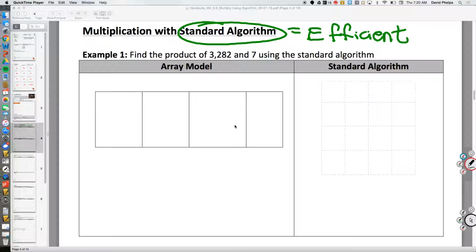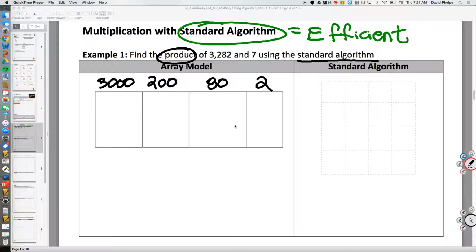But let's start with example 1. Find the product, circle that, of 3,282 and 7 using this standard algorithm. Underline standard algorithm. Well, first up we have the array model, super fancy. And our first number is 3,282. So let's break that into its place values. First is 3,000. Next is 200. Next is 80. And finally 2.